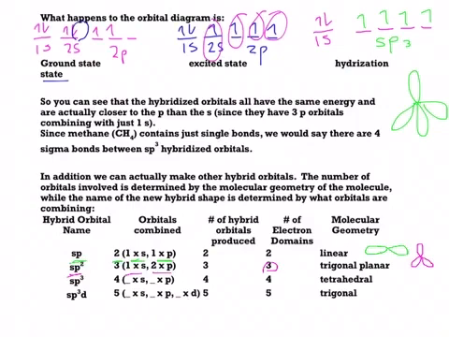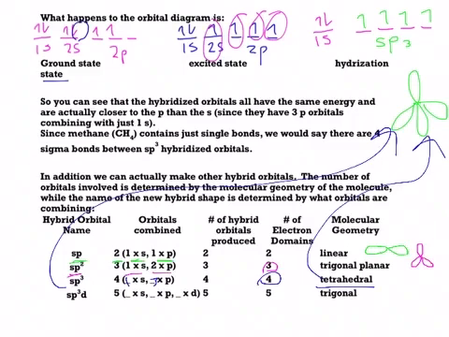We already did sp3. It's up here. It's 1 s combining with 3 p orbitals to make 4 sp3 orbitals. If you notice, they're starting to add up. 1 plus 3 is 4. That's for any atom that has 4 electron domains around it, and it makes the shape of a tetrahedral.